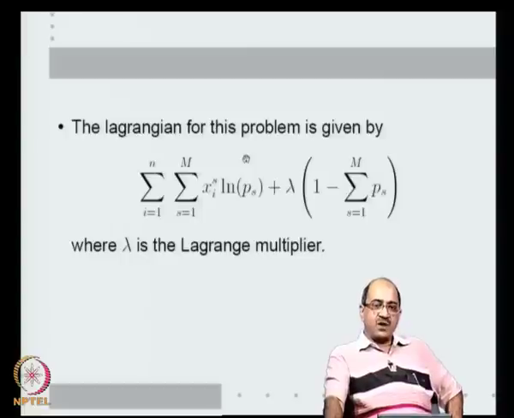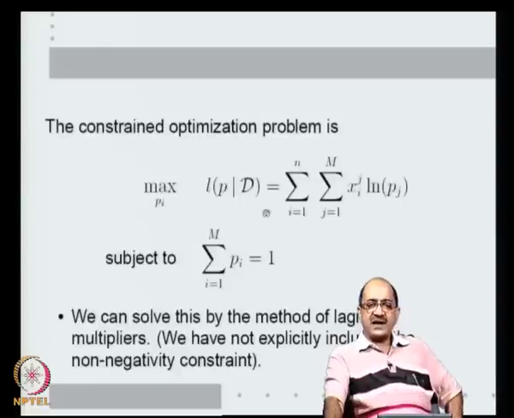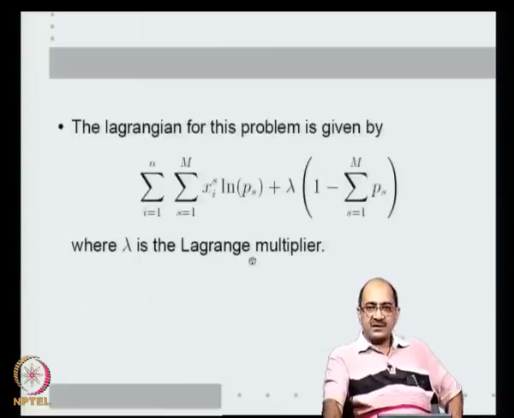So, how do I solve the constrained optimization problem? How to find the Lagrangian? A constrained optimization problem comes as maximize some objective function subject to some constraints. So, you form the Lagrangian by adding the constraint function, which here happens to be the summation i equal to 1 to m of p_i minus 1, to the objective function with a Lagrange multiplier. That becomes the Lagrangian for this problem.